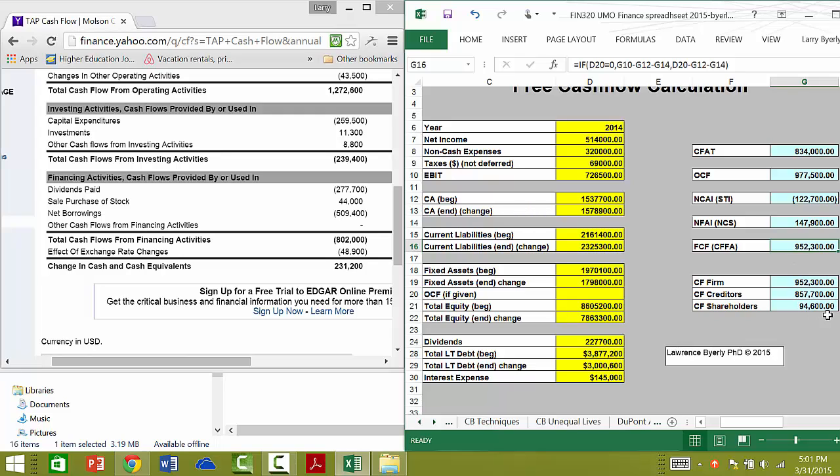So who are the investors? In this case, this $952,000 was distributed mostly to the creditors because there was a big decline in the amount of debt that they had. In addition to that, obviously, the shareholders received ultimately $94 million from this. So calculating the free cash flow is pretty simple if you have the financial statements. Every once in a while, there'll be a little trick that you might have to play, but in general, you'll be able to calculate and determine exactly what the free cash flows of the corporation will be.